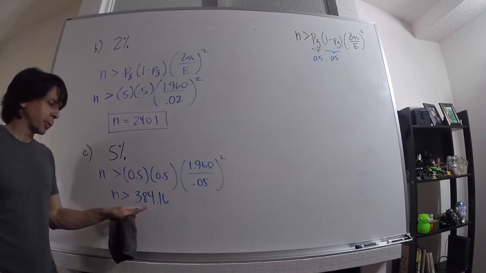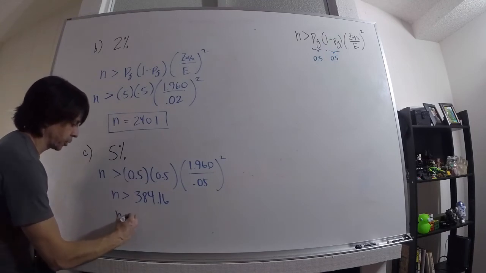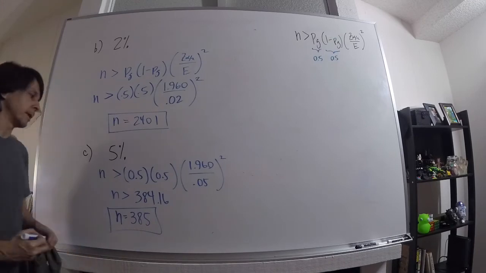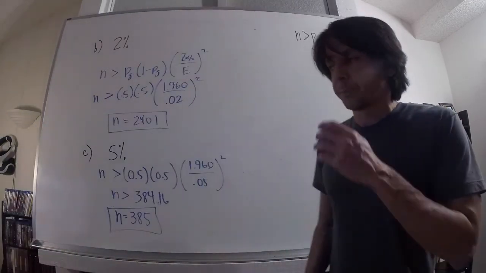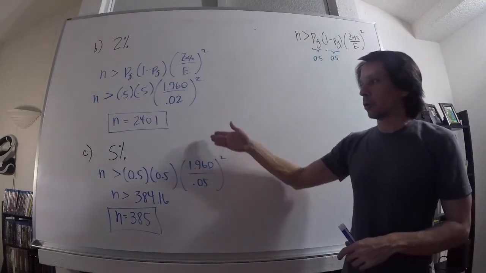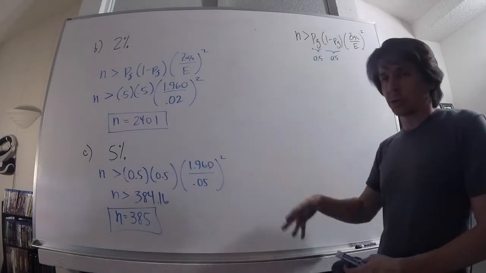you don't want to do that. 384 may not be big enough. You need the next one up. 385 will do it. 385 guarantees your margin of error will be at most 5%. And that's it. Okay, so you can tackle the homework. It's a lot of these problems. Make sure you're rounding up at each stage to the next highest whole number.